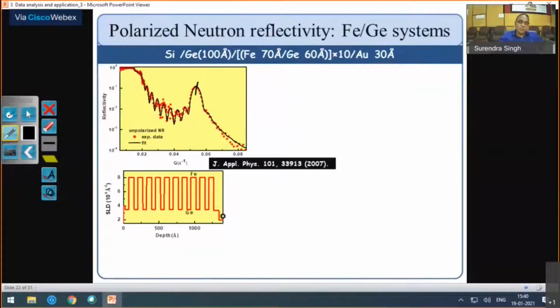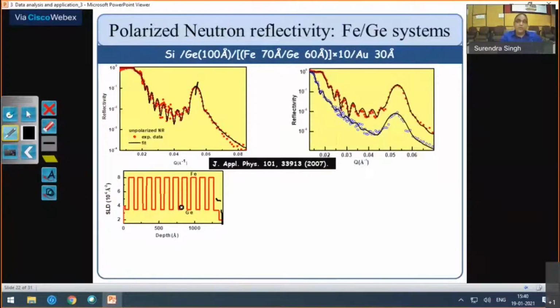So this is the structure: we have a silicon substrate, then a germanium buffer layer, then an iron germanium multilayer with 10 bilayers. What we have drawn is shown here. We found it from neutron reflectivity; we did polarized neutron reflectivity. This red one is the spin up neutron reflectivity, and this blue is the spin down reflectivity. The black one is the fitted curve.